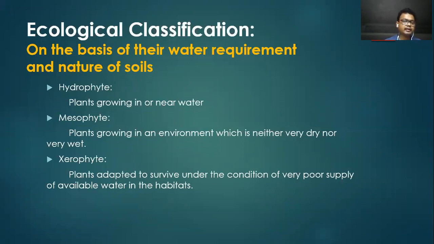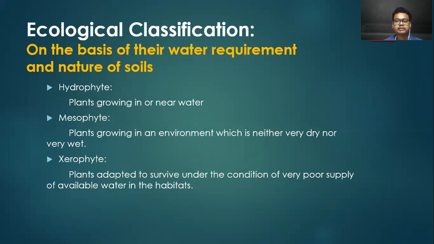Hydrophyte means those growing in the water or near the water. If a plant grows in the water, it is called a hydrophyte. If a plant grows near the water, this is also a hydrophytic plant. Next is the mesophyte. In terrestrial conditions, all the plants which are growing in dry or very wet conditions are known as mesophytes. And the third one is the xerophyte.